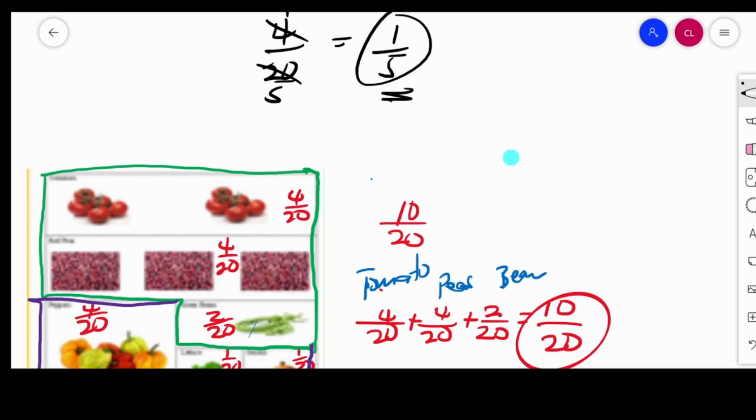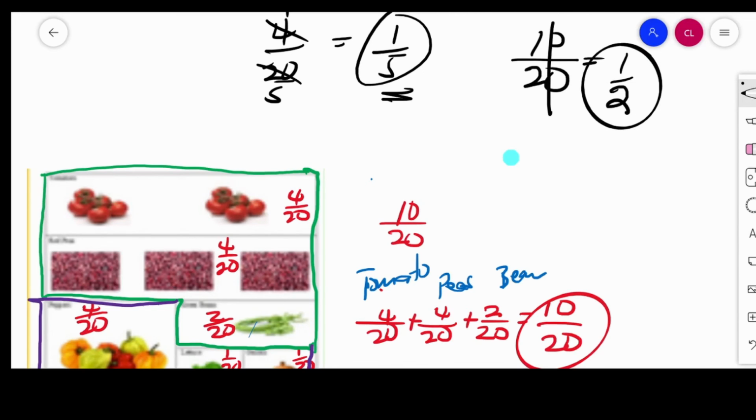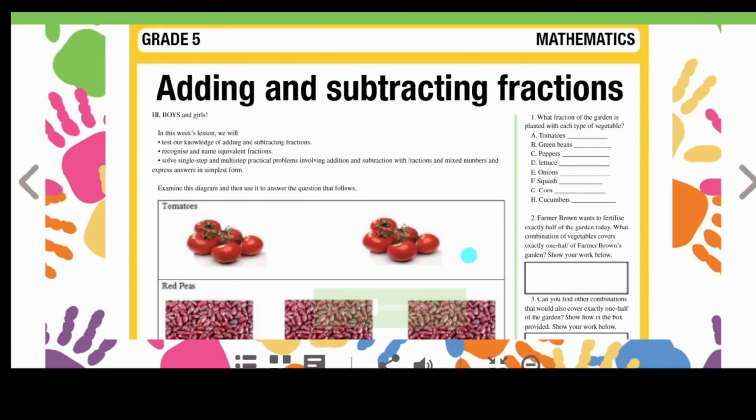When we were looking at a half of the garden, we know that 10 out of 20 or 10 over 20 is a half. If we divide the numerator and denominator by 10, we would get a half. So these are equivalent fractions. 1/5 is equivalent to 4/20, and the half is equivalent to 10 out of 20. So continue going over the adding and subtracting of fractions. Go over the video as many times as is needed to make sure that you have this concept locked.